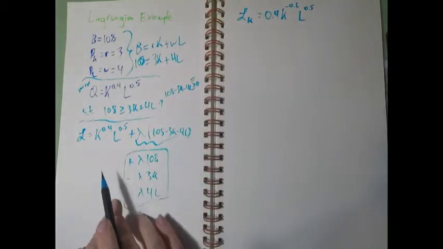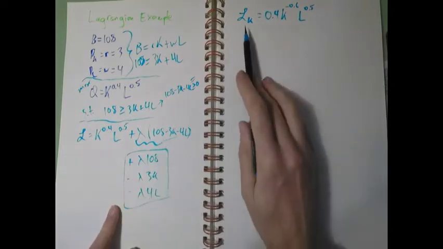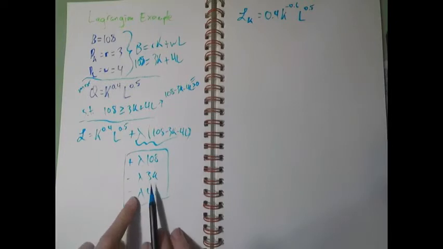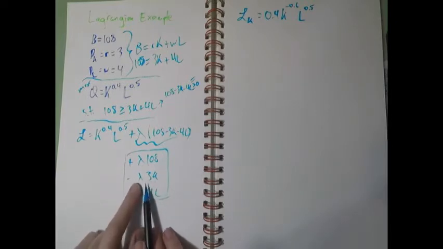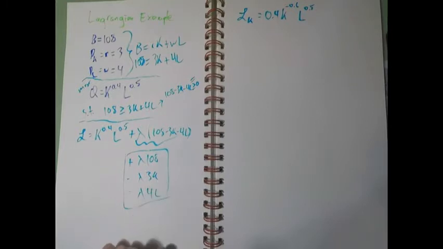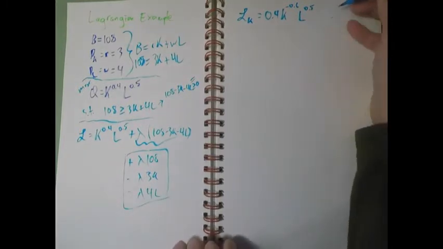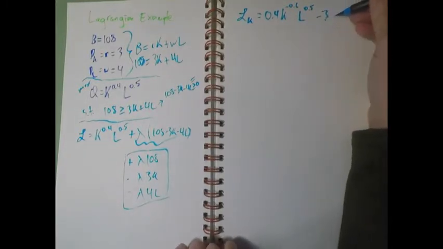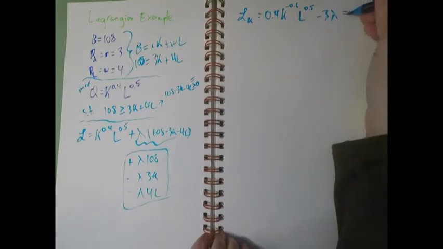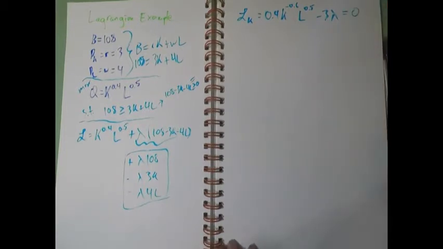But what is the partial derivative of this whole thing with respect to K? Well, there's no K term here. There's no K term here. So we're going to have a minus lambda times 3 times K to the 1 minus 1, which is K to the 0, which is 1. So this all boils down to minus 3 lambda. And of course, we are going to set that equal to 0 when we are maximizing, right?